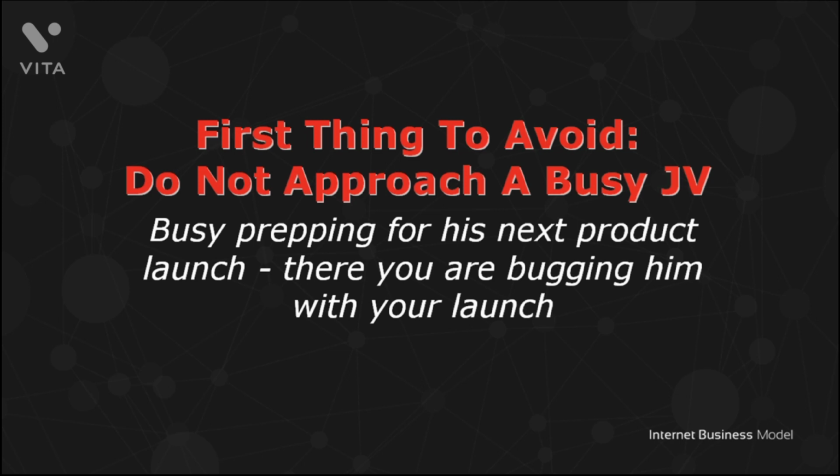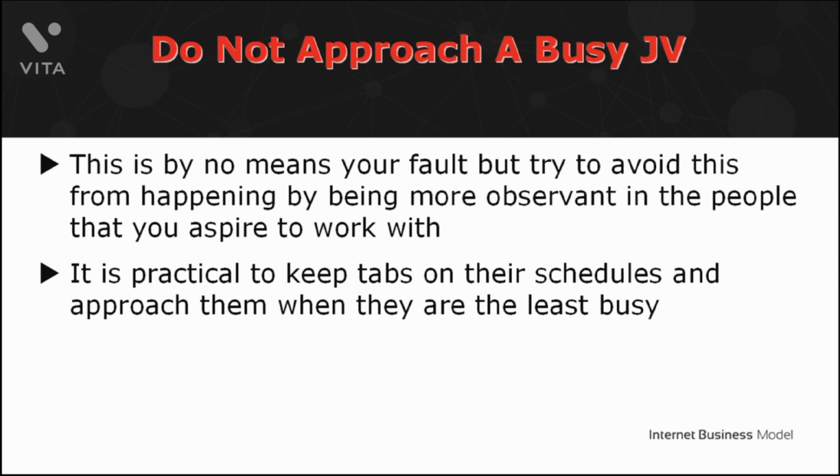JV partner. The first thing to do is not to approach a potential JV partner whenever he is busy. Sounds like a no-brainer, but you'd be surprised by how many product vendors annoy the heck out of a busy JV affiliate with multiple direct messages. Try not to disturb a potential JV who is busy prepping for his next product launch, his next vacation, or anything that needs his utmost attention.